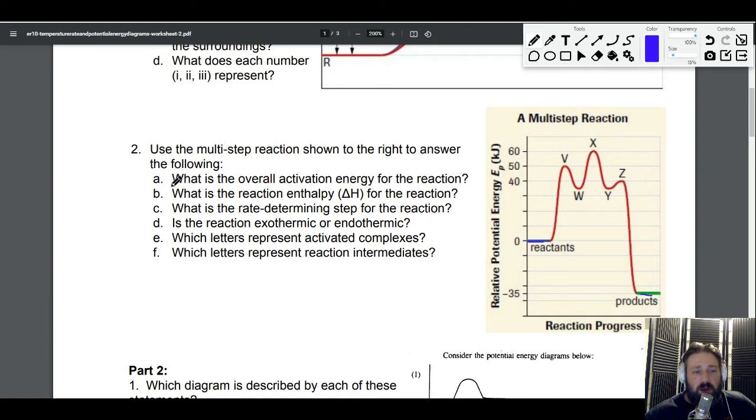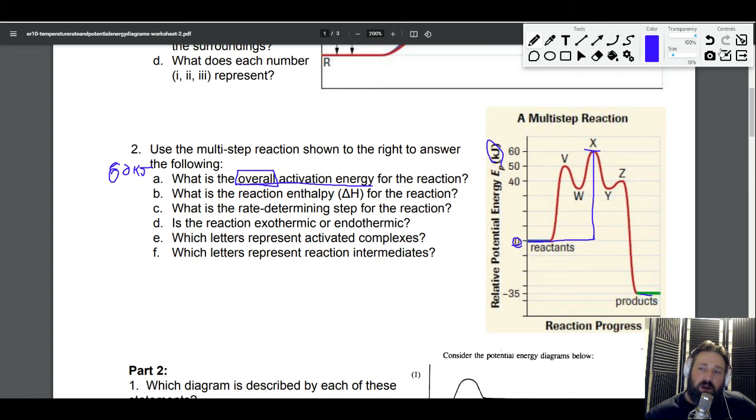All right. So what is the overall activation energy for this reaction? For the overall activation energy, you start at the reactants and you go to the very tip top. We know the reactants are at 0, as it says. The X up here is at 60. So we know that we have 60, and look here, kilojoules. 60 kilojoules is the overall activation energy.